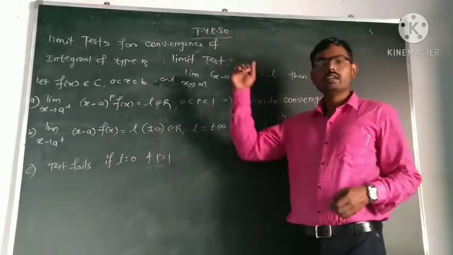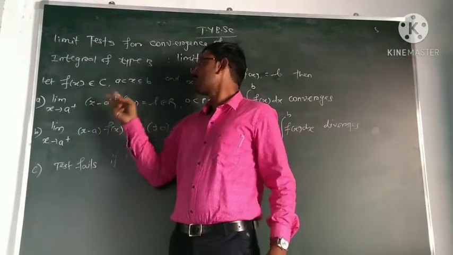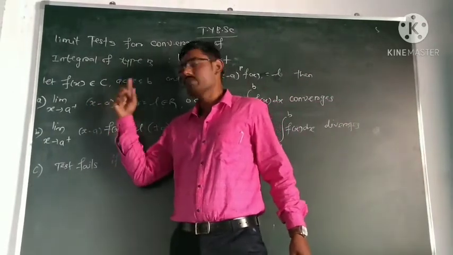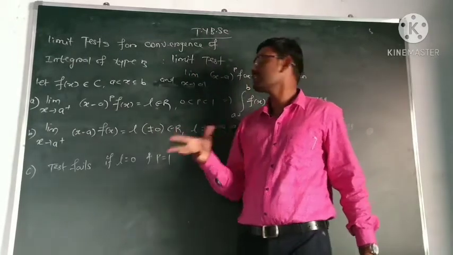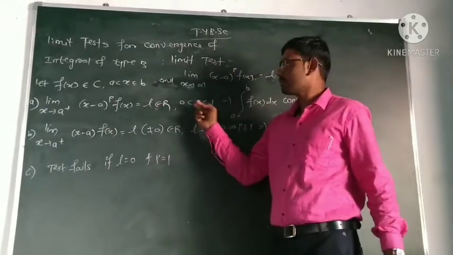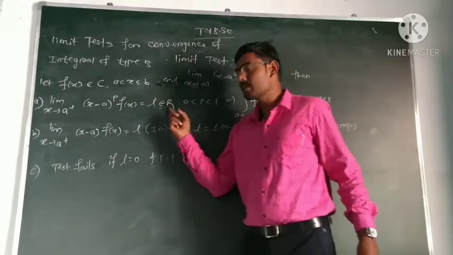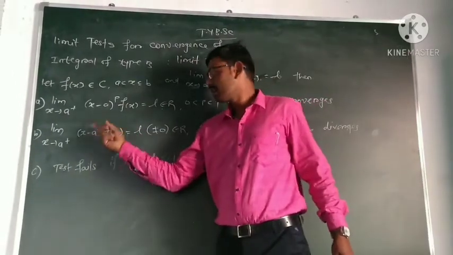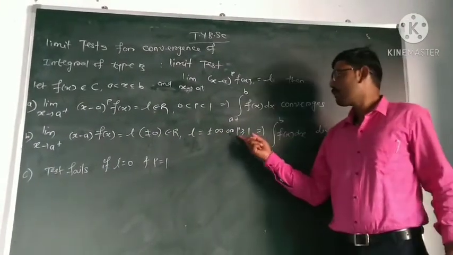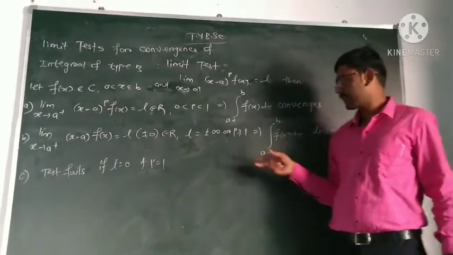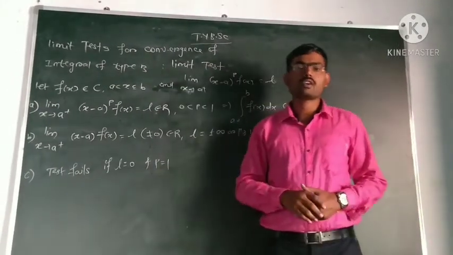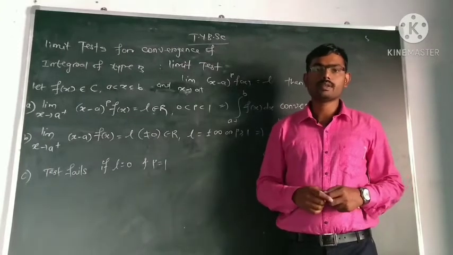In type A, there was only x raised to power p. Here, with a single singular point a, there is a small modification in the statement: x minus a raised to power p, whereas there it was just x raised to power p. So it is very much similar; the only difference is x minus a instead of x. If p is less than 1 and the limit of this term is l, a real number, then the improper integral is convergent. If p is equal to 1 and the limit is a non-zero real number or plus or minus infinity, then the improper integral is divergent. Also, if p is greater than or equal to 1 and the limit is some finite real number, then the improper integral is also divergent. So this is the limit test for the convergence of improper integrals of type B.